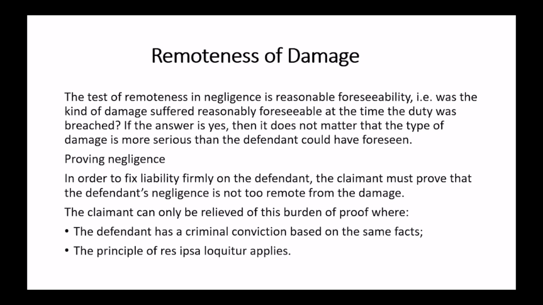Proving negligence. In order to fix liability firmly on the defendant, the claimant must prove that the defendant's negligence is not too remote from the damage caused. The claimant can only be relieved of this burden of proof where, number one, the defendant has a criminal conviction based on the same facts, and number two, the principle of res ipsa loquitur applies.